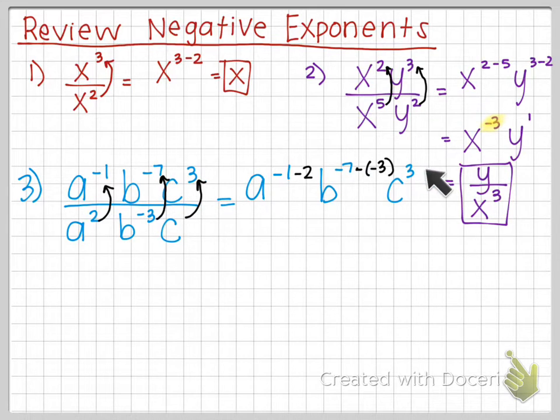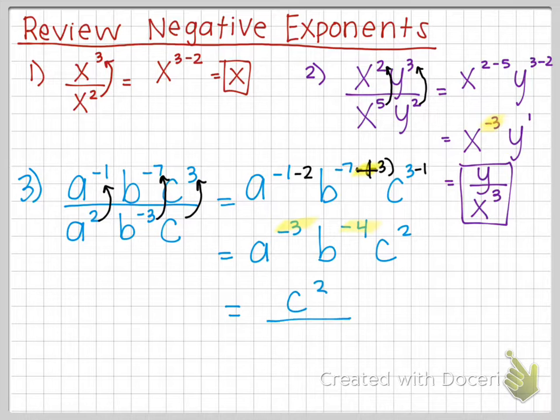Now I'm going to write c to the 3. I'm going to subtract the bottom, so I'm going to subtract a 1. Okay, so now we're collecting. So negative 1 minus 2, that's a to the negative 3. Do you see that minus a negative here? That's going to turn into a positive. So it's negative 7 plus 3, which is negative 4. And then c to the 3 minus 1 is 2. Now we move all of our negative exponents to the denominator. So c squared stays on top because this is a positive exponent. And then a cubed b to the 4th goes to the bottom, goes to the denominator, and that's your answer.